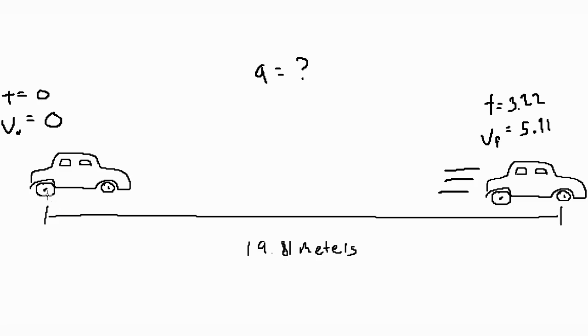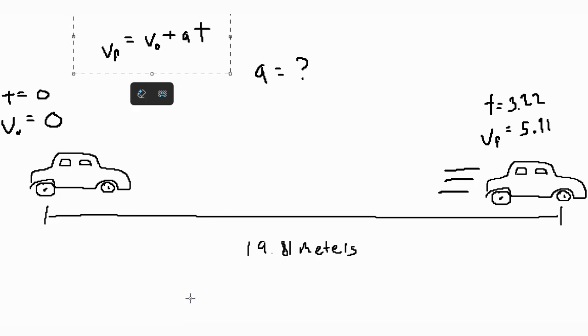And we also know that the car traveled 19.81 meters in 3.22 seconds, and that its final velocity was 5.91 meters per second, based on the speedometer in the car. So now we just pull up one of our kinematics equations. You don't need to memorize these.